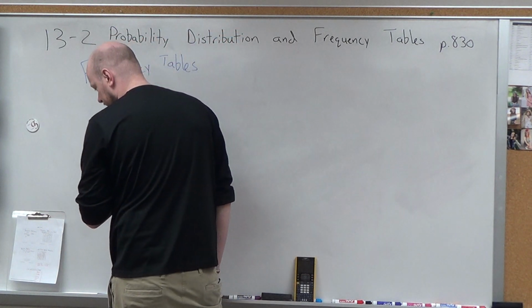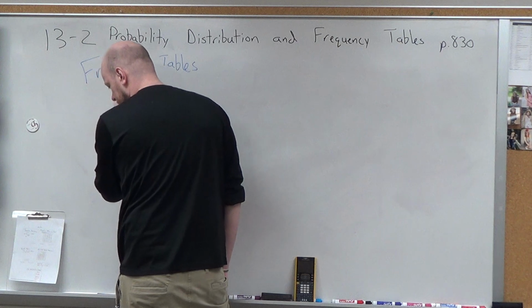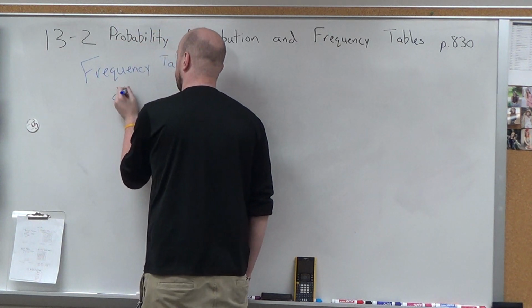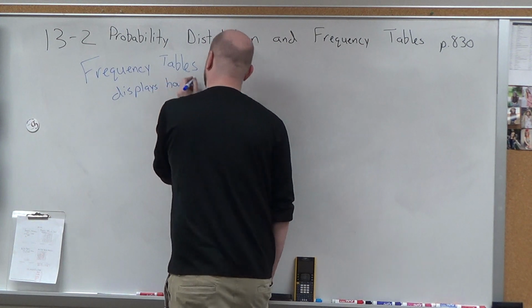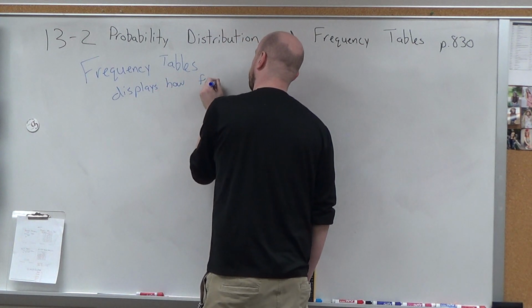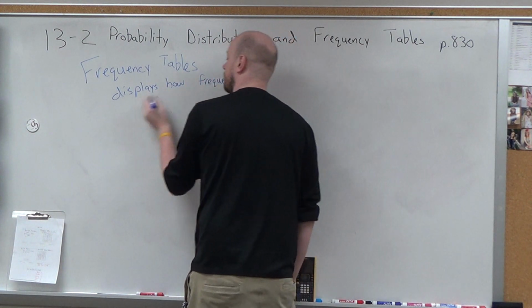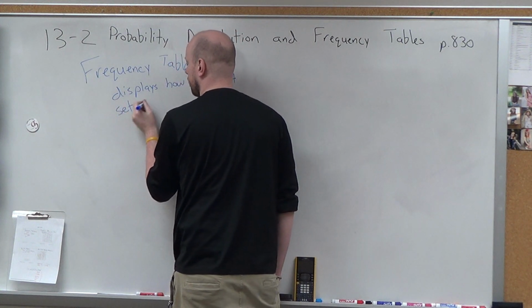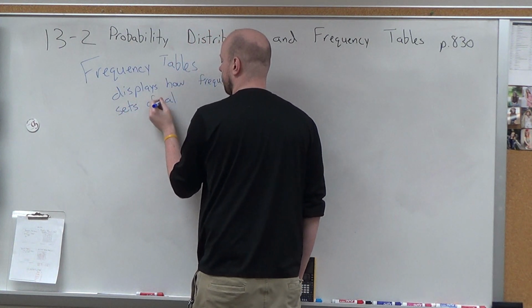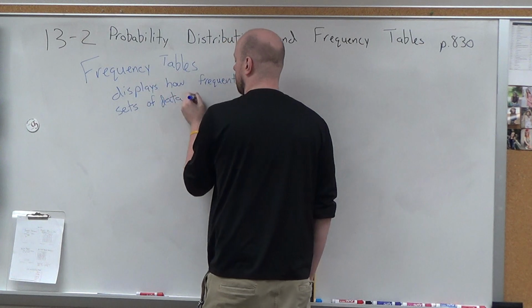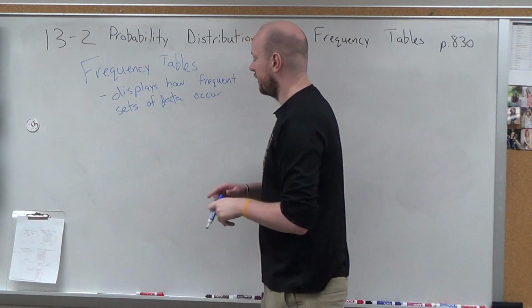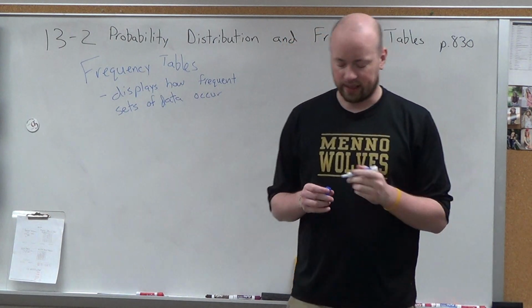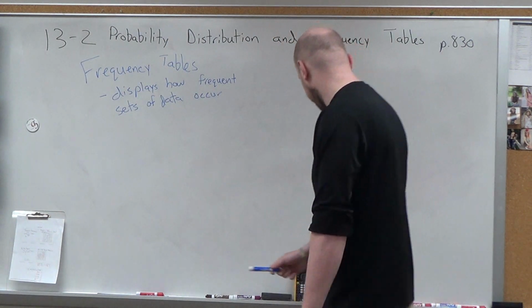All a frequency table is, is it displays how frequent sets of data occur. Frequency tables display how frequent sets of data occur. Makes sense. So what they look like is something like this.